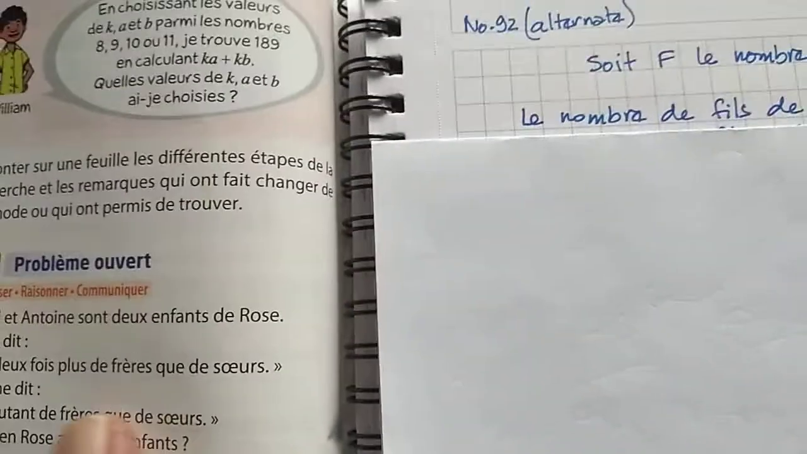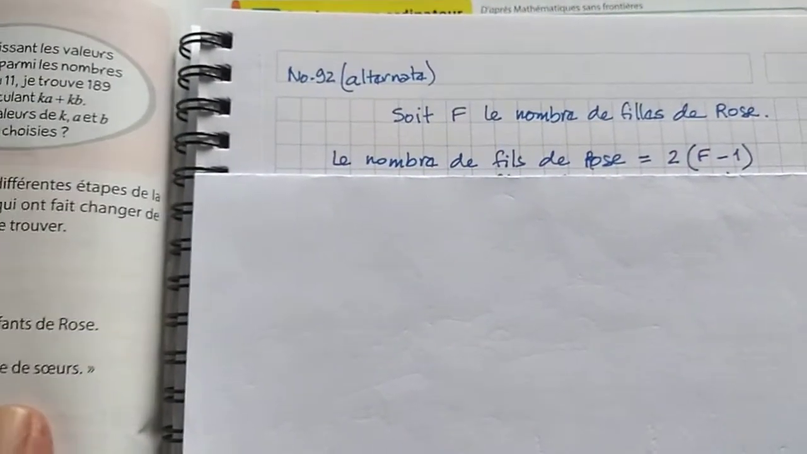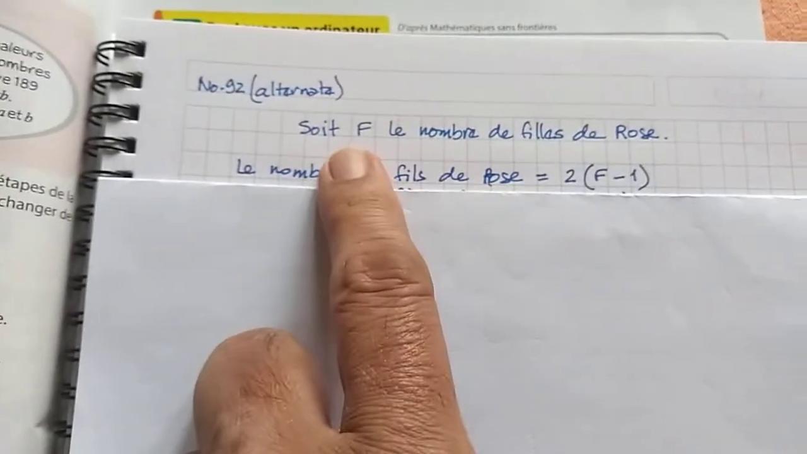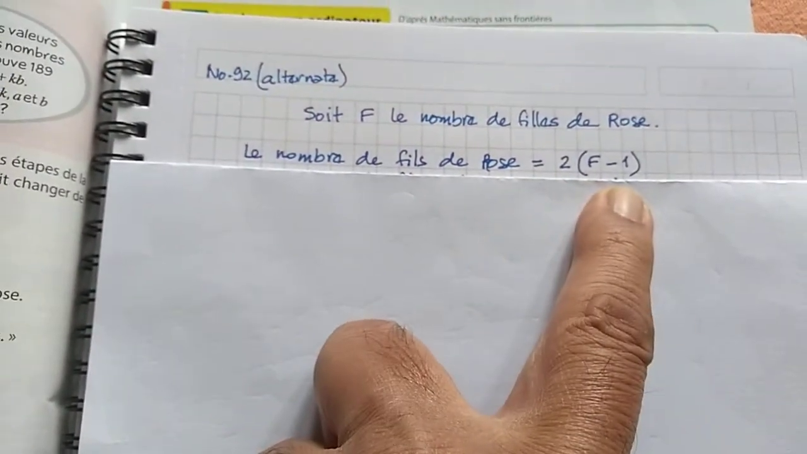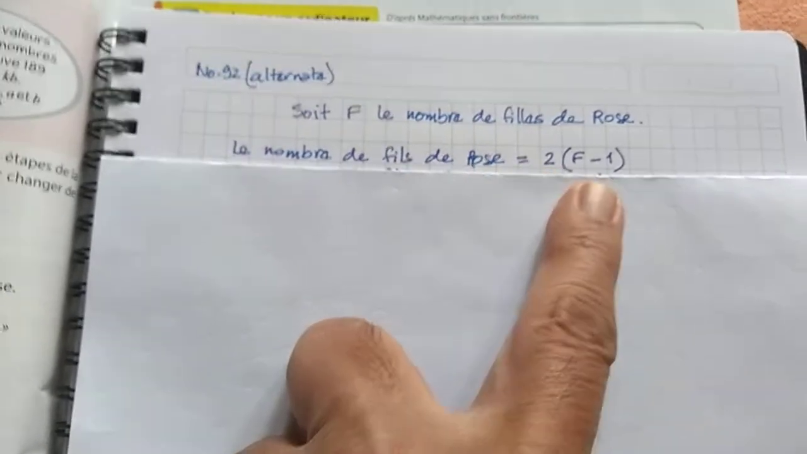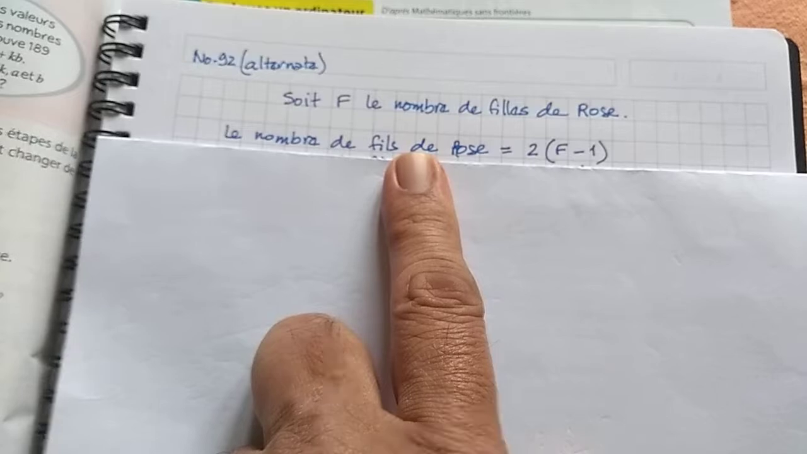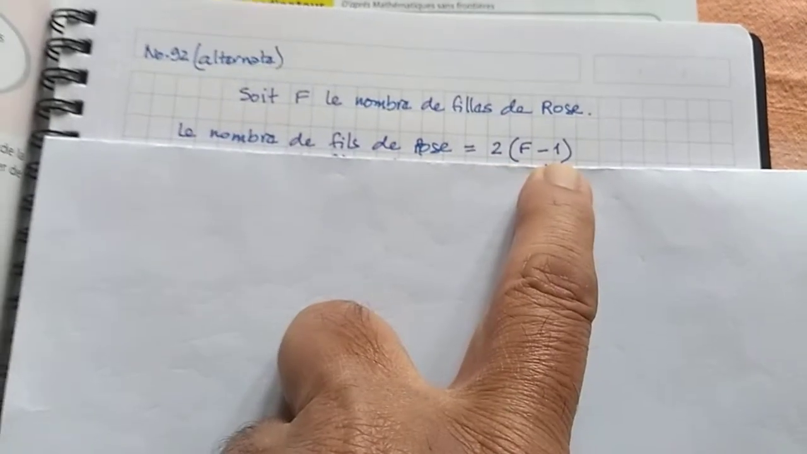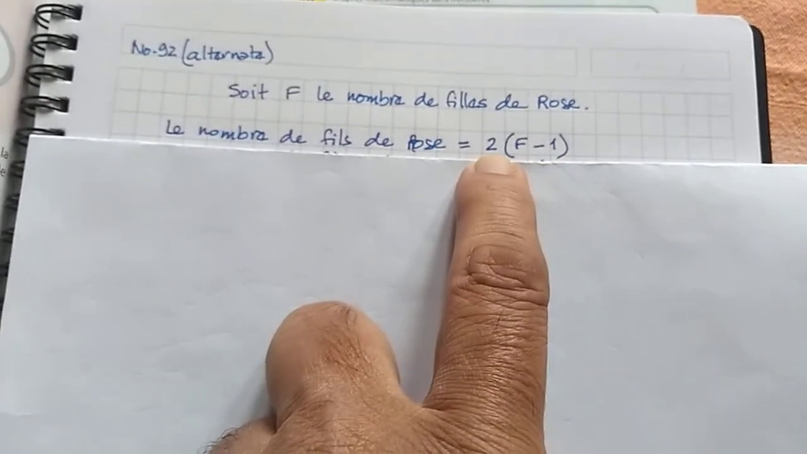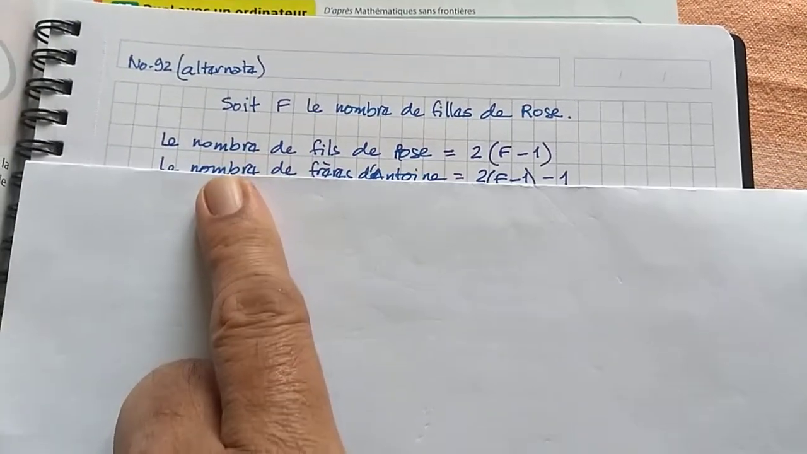Because she says, j'ai 2 fois plus de frères que de sœurs. So how many sœurs does she have? Astrid has F minus 1 sisters. The number of brothers she has is 2 times this. The number of brothers she has is the number of sons Rose has. Every one of the sons of Rose is her brother. So F minus 1 is her number of sisters, multiplied by 2, you get the number of brothers she has, which is the number of sons Rose has.